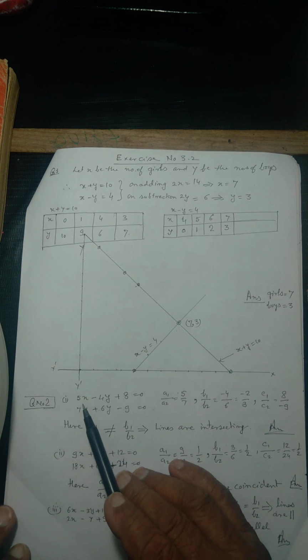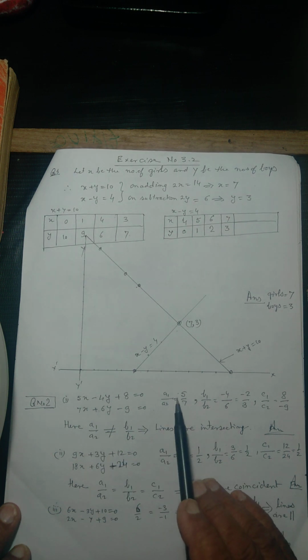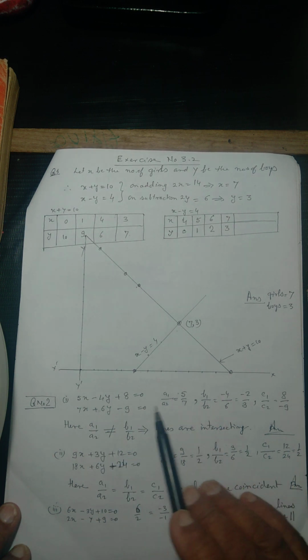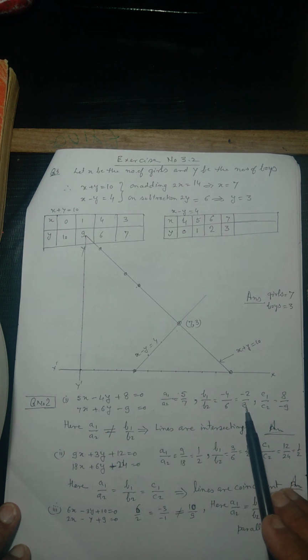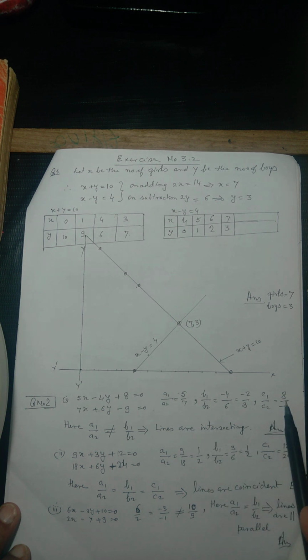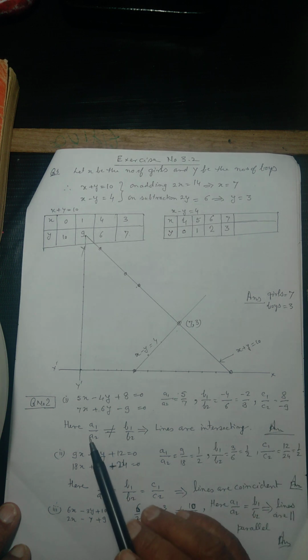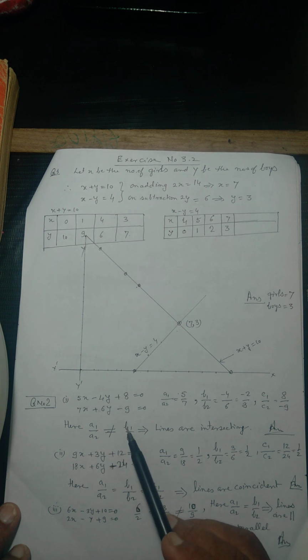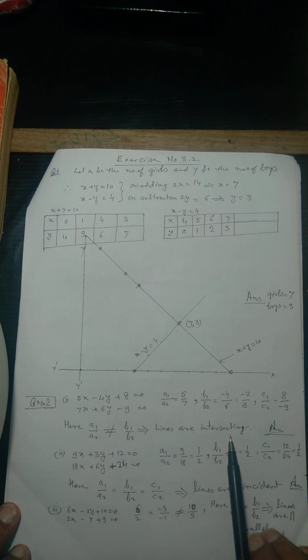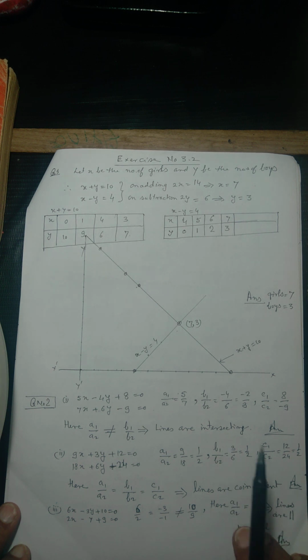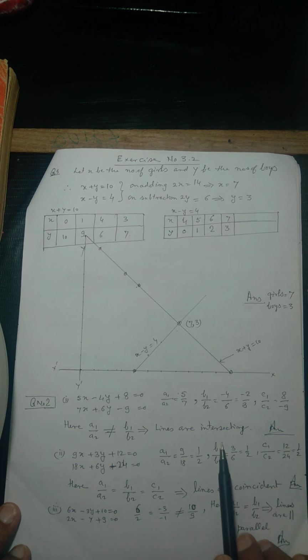Here A1 by A2 is 5 by 7, B1 by B2 is minus 4 by 6, so it will be minus 2 by 3, and C1 by C2 is 8 by minus 9. So we see that A1 by A2 is not equal to B1 by B2. It means the lines are intersecting, and we will get an exact, unique solution of x and y.